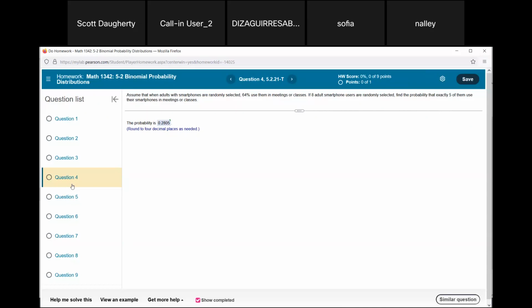The second condition was that there have to be exactly 2 outcomes. So either someone uses their smartphones during meetings or classes or they don't. And then the third condition is the probability has to remain fixed every time you run a trial. So there's a 64% chance because you're pulling them from that population. And then the fourth condition is that the trials have to be independent of each other, which I think is a bit of an issue, but let's assume that they're independent.